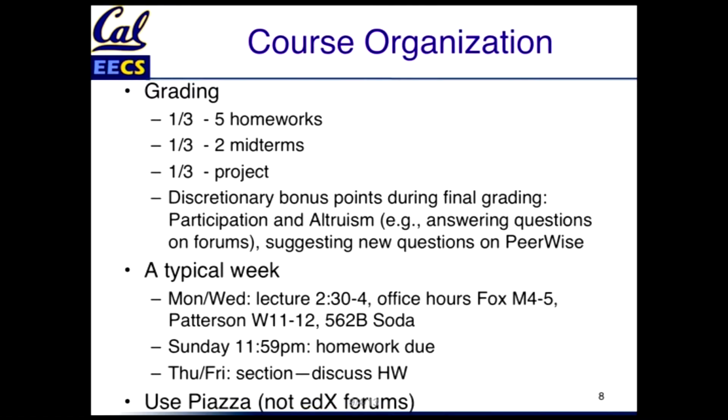So how are we going to grade this course? There are these 5 homeworks. That's about a third. This is going to add up to a little bit more than a third. 5 homeworks, 2 midterms, no final. This project is about a third of the grade. And there's some altruism points. That's 5% of all that depends on your participation in helping others.